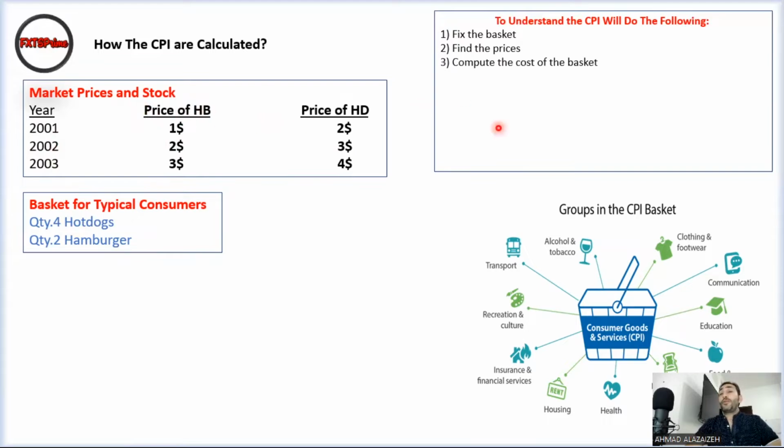The next thing you're going to do is compute the cost of the basket. Our basket is 4 hot dogs and 2 hamburgers, and we're going to compute the cost of the basket now. So let's do that.